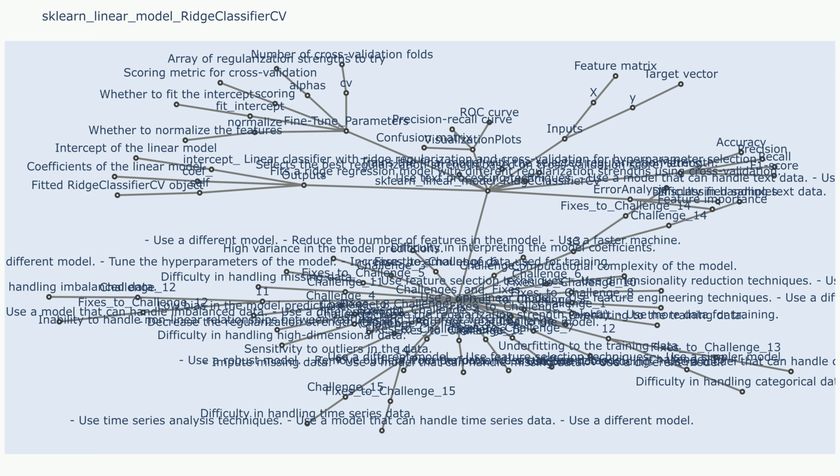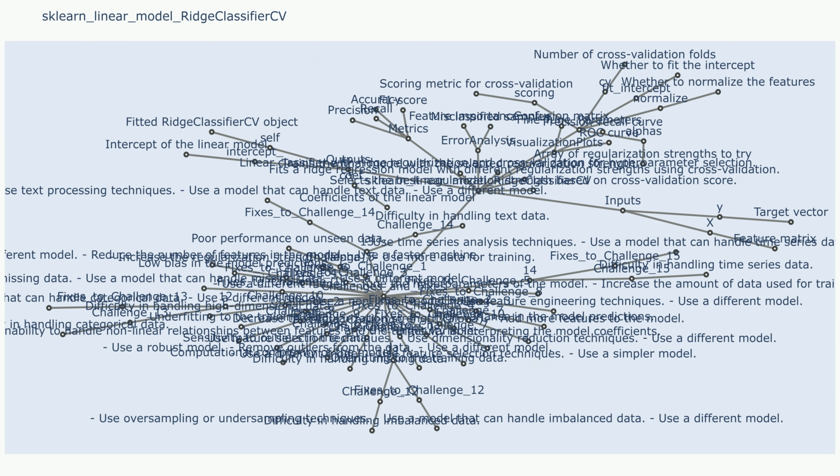Challenges and fixes. Challenge 1. Overfitting occurs when the model performs well on the training data but poorly on unseen data. Sample use case that resulted in challenge 1: a small dataset with a high number of features may lead to overfitting. Fixes to challenge 1: increase the regularization strength alpha to penalize complex models and reduce overfitting. Use cross-validation to choose an optimal alpha value.